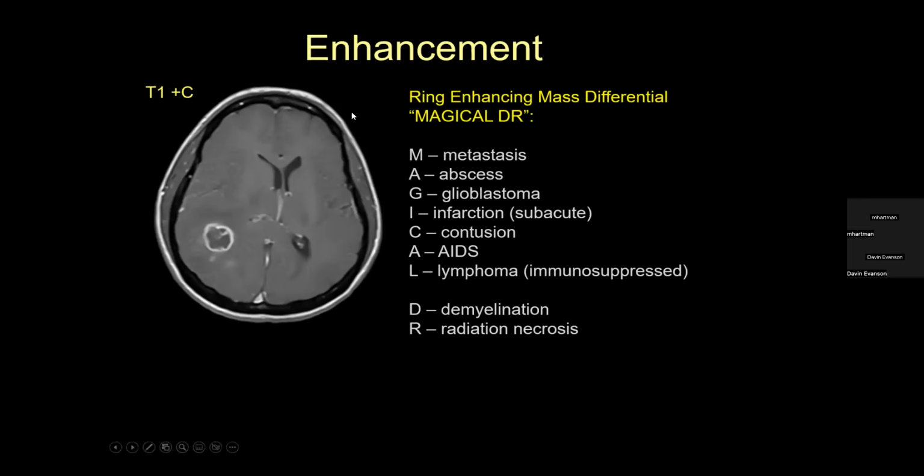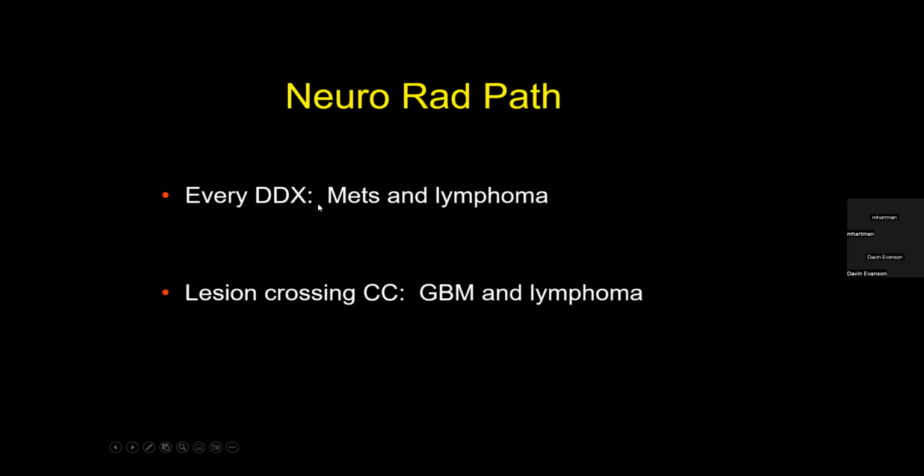And this is one of my favorite differentials. When you have ring enhancement, the differential is magical doctors: METs, abscess, GBM, infarct, contusion, AIDS, lymphoma, demyelination, radiation necrosis. So note we have METs and lymphoma on this differential. So every Hartman differential, if you haven't heard me say this yet, METs and lymphoma: common things occur commonly. And my last pearl is that for lesions that cross the corpus callosum, be thinking GBM and lymphoma.